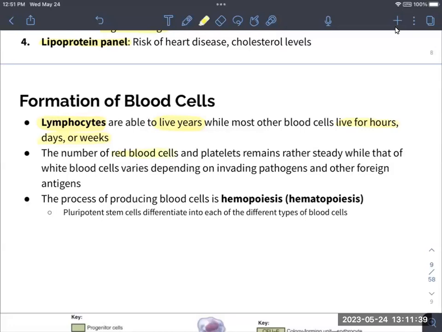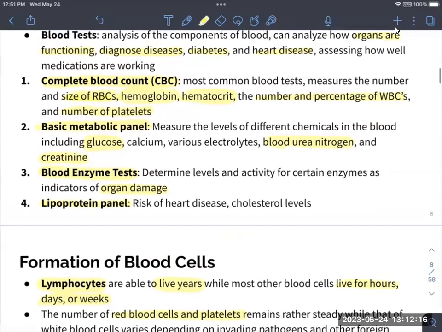Red blood cells and platelets. They're going to stay pretty steady depending on what is happening in your system. That number usually does not change very much unless there's some sort of disease happening. White blood cells, they're going to vary in number depending again on what is invading your system. You have some sort of virus that has gotten into your system. We're going to increase white blood cells to be able to fight off that virus. That is where a complete blood count can be very helpful.